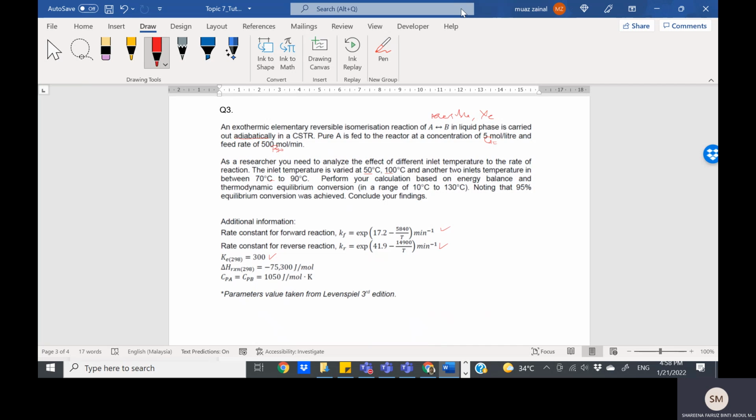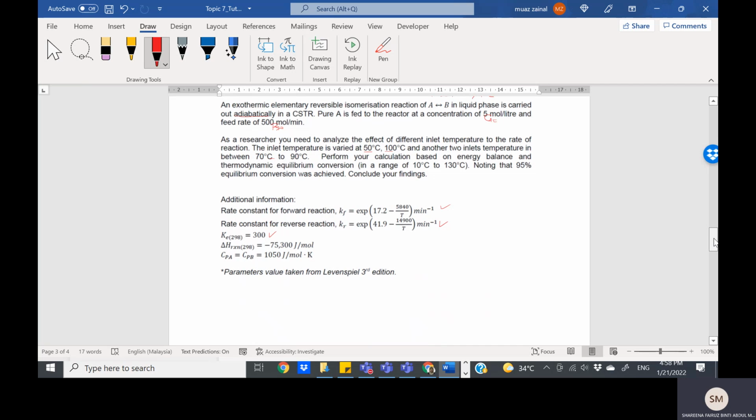So basically, remember, this one is case number 1, which is where T is given. So you have to start with the algorithm. You need to start with the rate law.